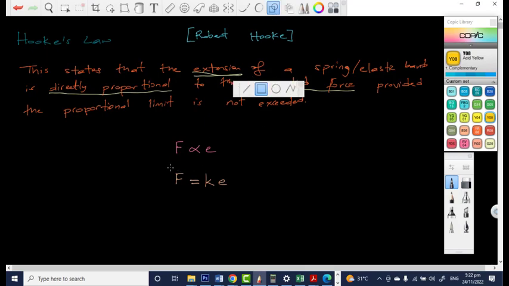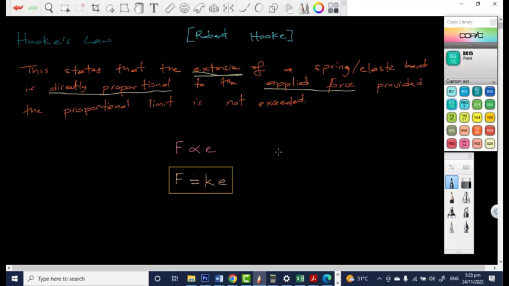So Hooke's law can be summarized by this expression where we say F is equal to Ke. So F is equal to a constant K multiplied by the extension. So let's just outline what these variables represent. F is the applied force, the force applied, and this force is measured in newtons.